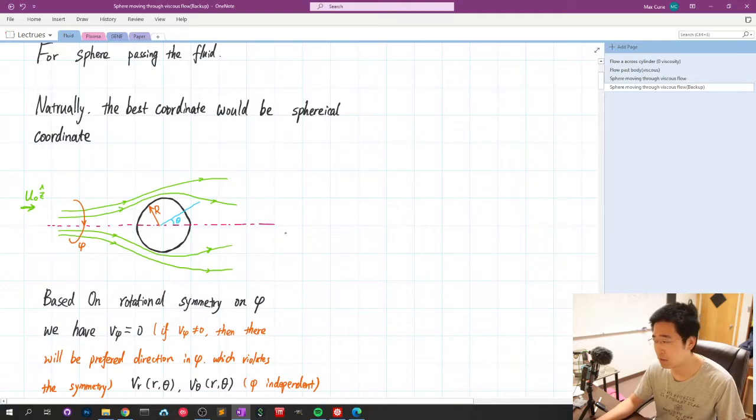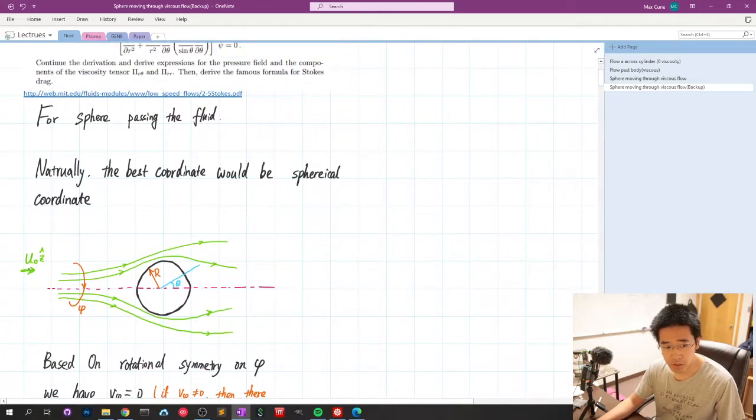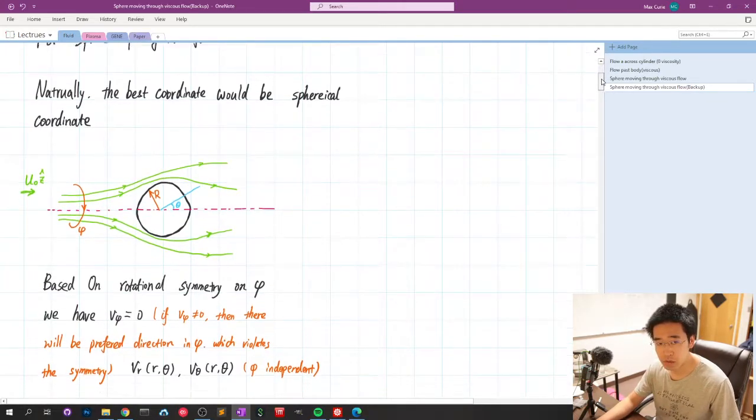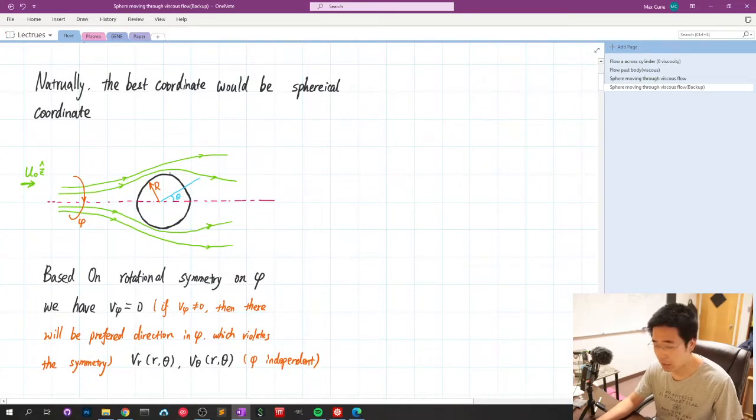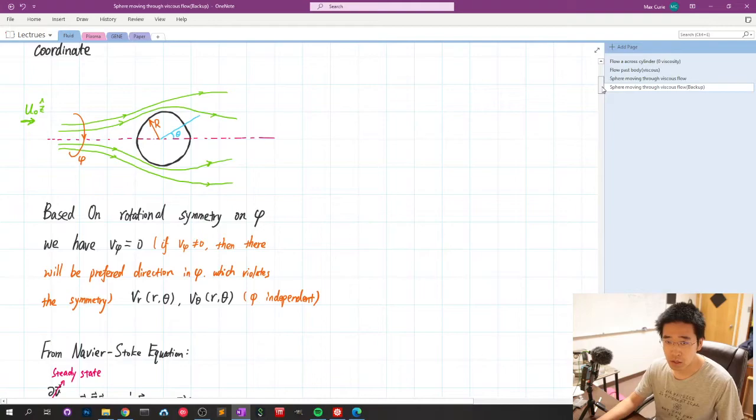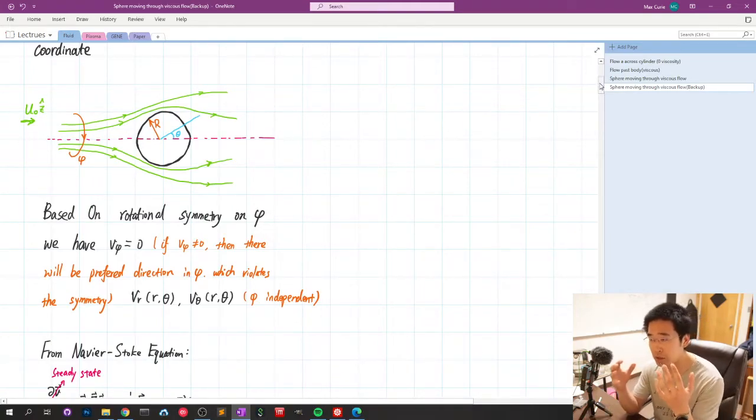As you can see, now it's not symmetric anymore, and the flow velocity is u zero in the z direction, and the radius of the ball is big R. And naturally, we would use spherical coordinates since it has obvious symmetry. You can imagine, since all the boundary conditions and all the conditions around it are symmetric in terms of phi.